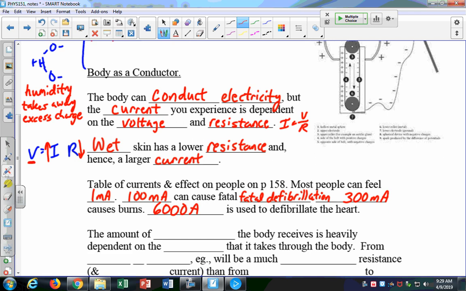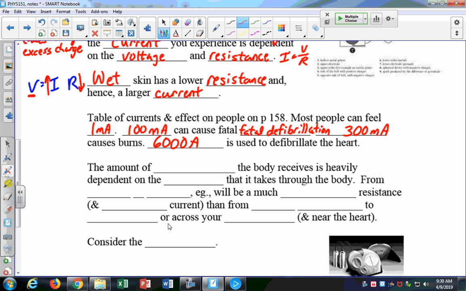Okay, I say you don't need to know those numbers, it's just sort of for your reference. The amount of current their body receives is heavily dependent on the path that it takes, because different parts of your body have a different resistance. So, for example, hand to foot will be a much larger resistance, just because I'm going from here all the way down to my feet. It's a big, long space to go through.